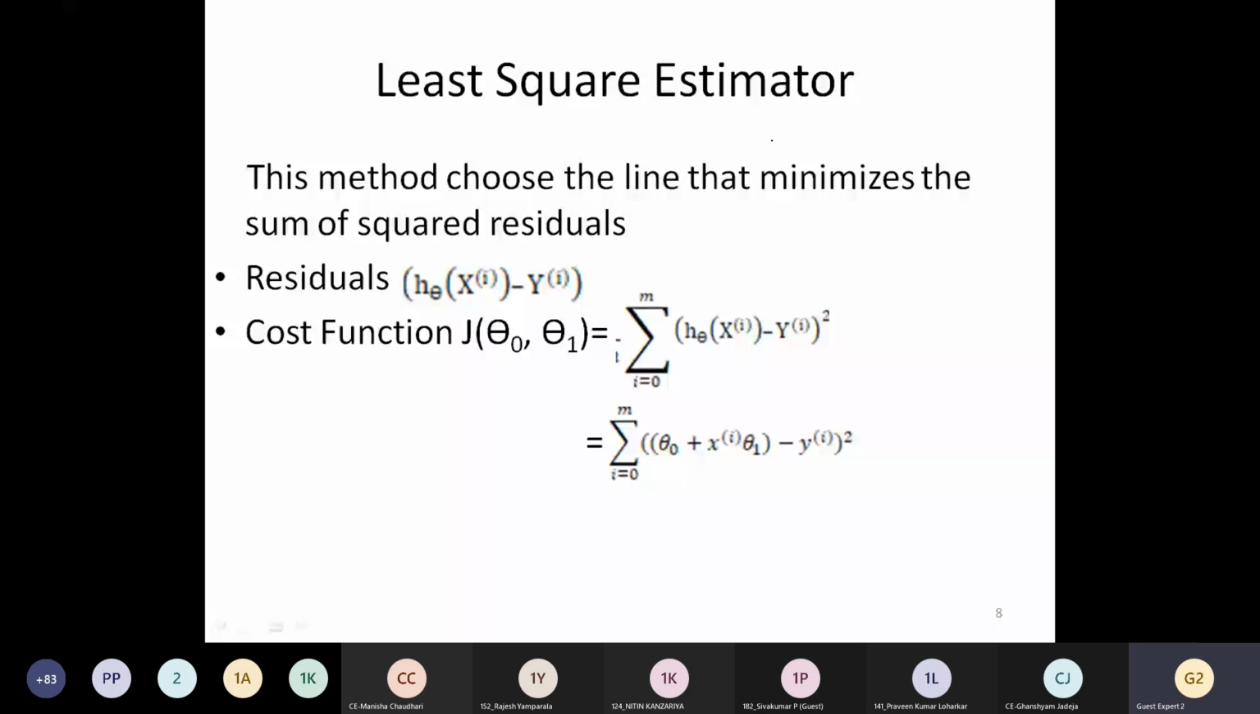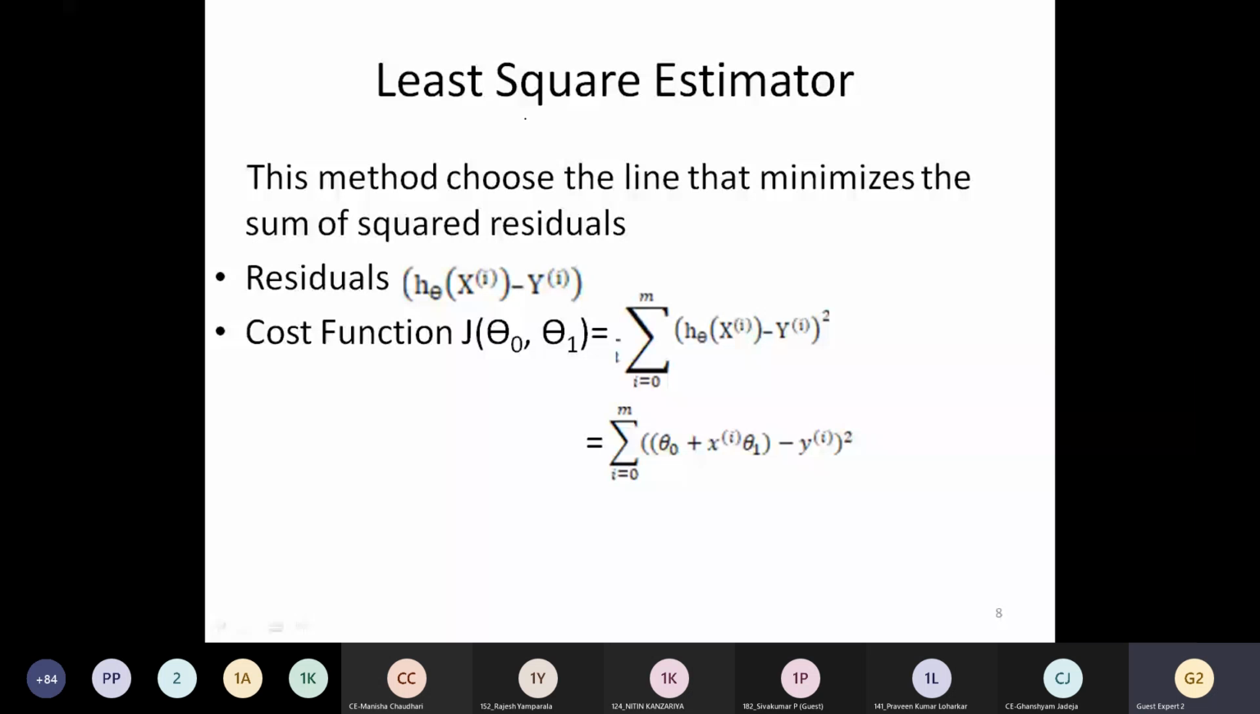In the least square estimator method, this method derives the equations of theta 0 and theta 1 in terms of x and y, because we have a data set, a training set, which has x and y. Okay, so the values of x and y are known to us, so the least square estimator will find the equations of theta 0 and theta 1 in terms of x and y in such a way that the value of the cost function is minimum. Okay, so that is the goal of the least square estimator.